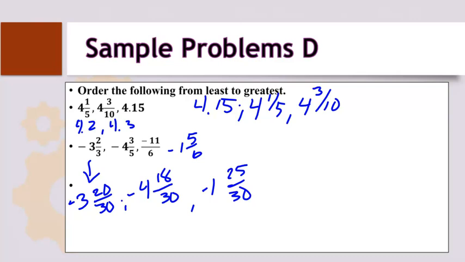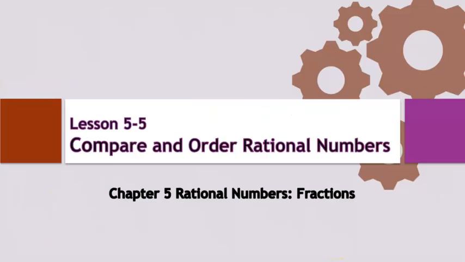Now, I don't have to put this in greatest common factors because I can look at the whole numbers or the integers in front. So the smallest number would actually be negative 4 and 3/5. Then it would be negative 3 and 2/3. And the biggest number would be negative 11/6. So that is our lesson on comparing and ordering rational numbers.